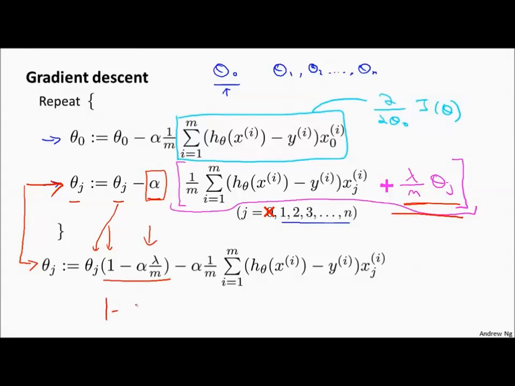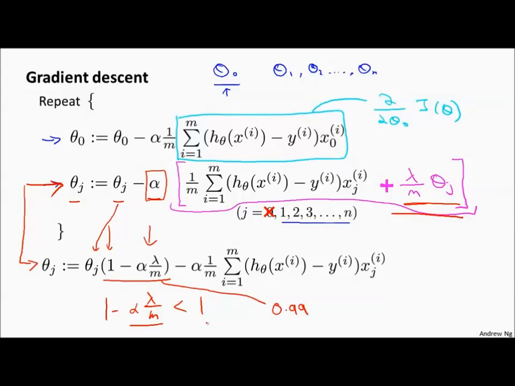Concretely, this term 1 minus alpha times lambda over m is going to be a number that's usually a little bit less than 1. Because alpha times lambda over m is positive, and usually, if your learning rate is small and if m is large, this is pretty small. So this term is going to be a number that's usually a little bit less than 1. Think of it as a number like 0.99, let's say.